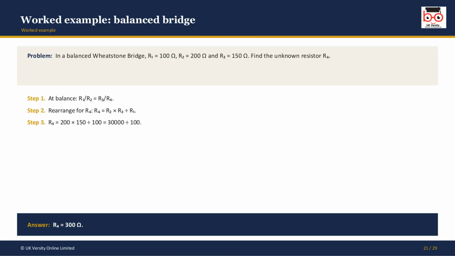Let's find an unknown resistor with it. In a balanced bridge, we have R1 at 100 ohms, R2 at 200 ohms, and R3 at 150 ohms. At balance, R1 over R2 equals R3 over R4, so rearranging, R4 equals R2 times R3 over R1. That's 200 times 150 divided by 100, which is 30,000 over 100, giving 300 ohms.